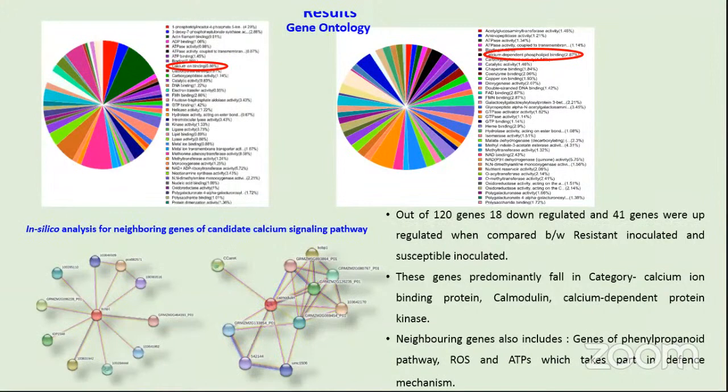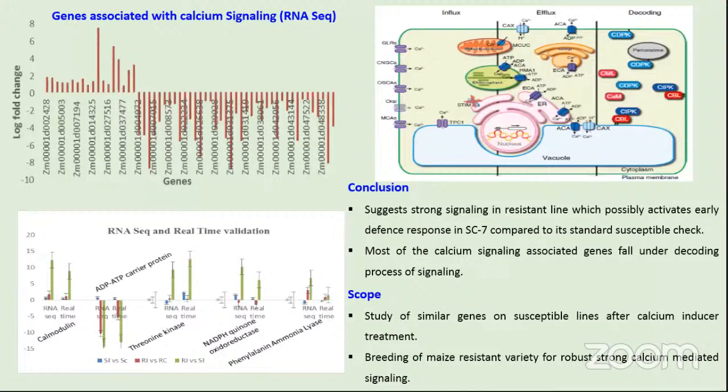Third was the in silico analysis. In the diagram below, we can see its relation with other calcium associated pathways plus other defense-related genes, such as genes of the phenylpropanoid pathway, ROS genes, and ATPase genes, which are key players in the defense mechanism. Here are the results of RNA sequencing, and below we see the graph of RNA sequencing validated through real-time PCR, which is consistent.